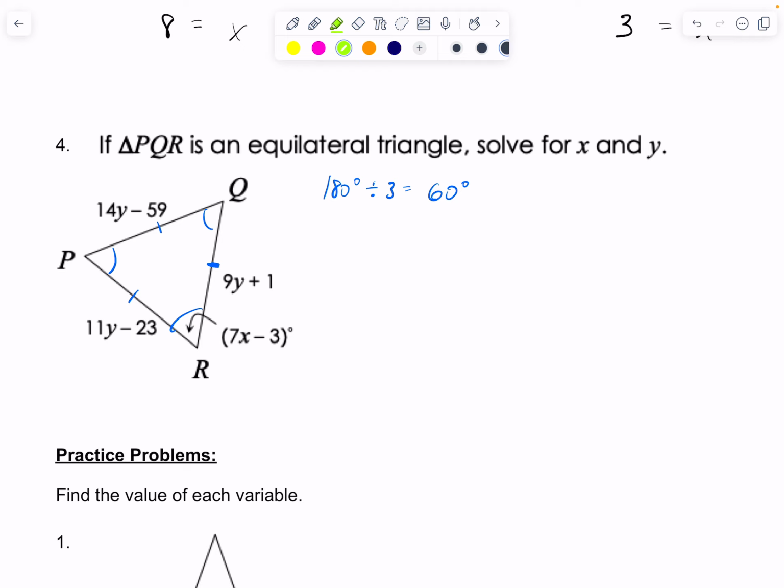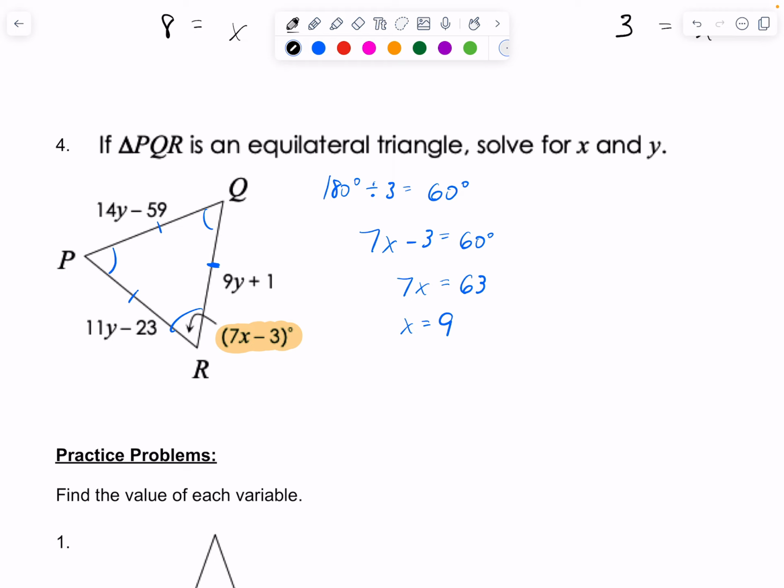So the first thing I'm going to do is this is angle R, but if I find that, that could tell me the x value, and I know that angle P and angle Q are going to be the same as angle R. So I'm going to set 7x minus 3, that expression, equal to 60 degrees. Move the 3 over with addition, you get 63, divide by 7, and x is equal to 9. And we know that because equilateral triangles are equiangular.